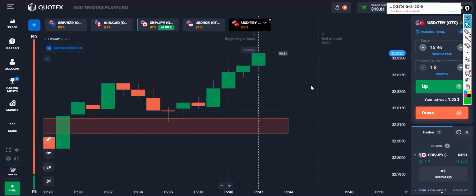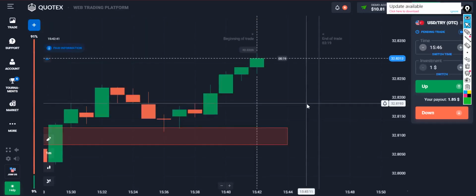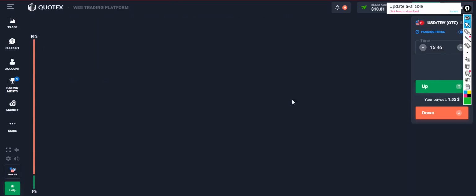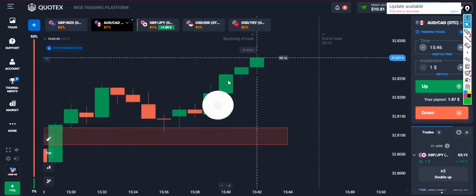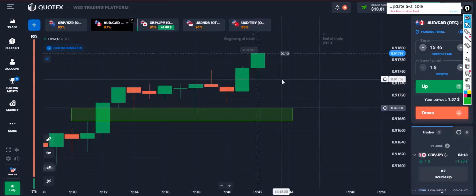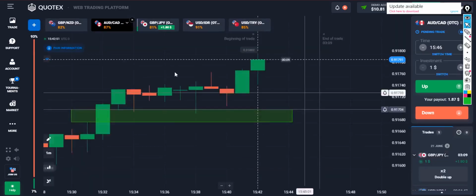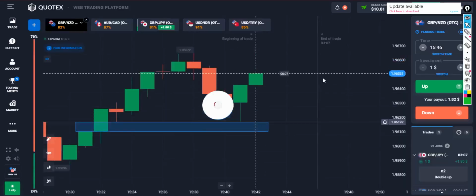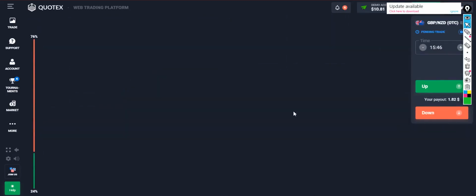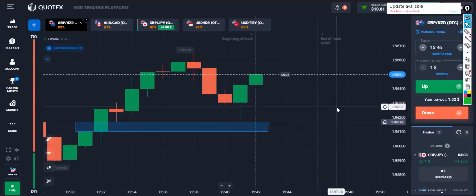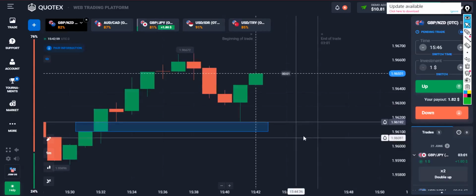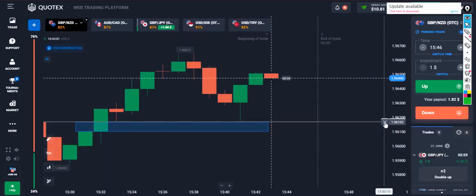Here is USDTRY. Okay, we need to wait for a bit. Let's see. This is how I do trading using the fair value gap. I draw the fair value gap and create an alarm.